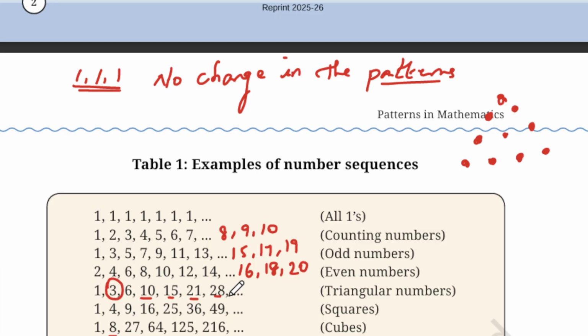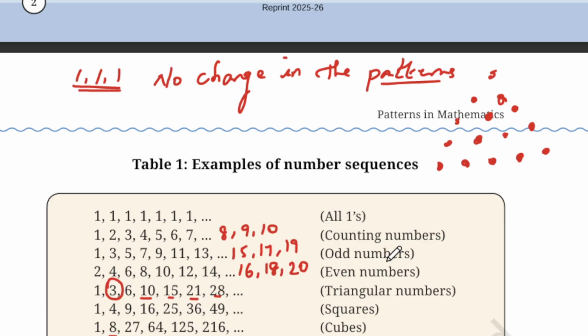So what is the rule here? The rule is to add 1, 2, 3, 4 and 5. These numbers can be arranged in a triangular shape using dots. If you see here, 1, again 2, again 3, again 4, again you can add 5. 1, 2, 3, 4, 5. Okay, this makes a triangle again.